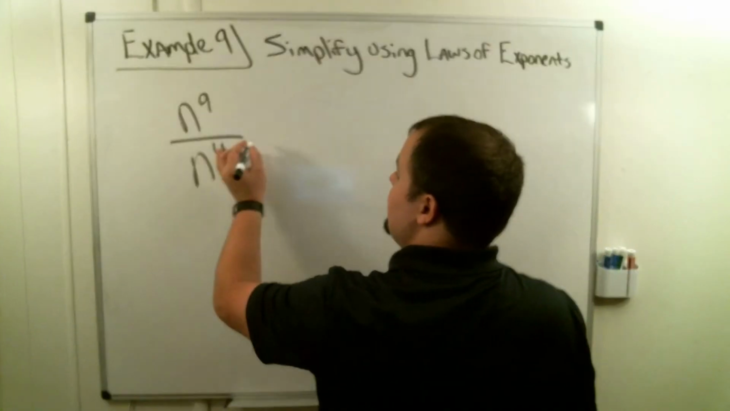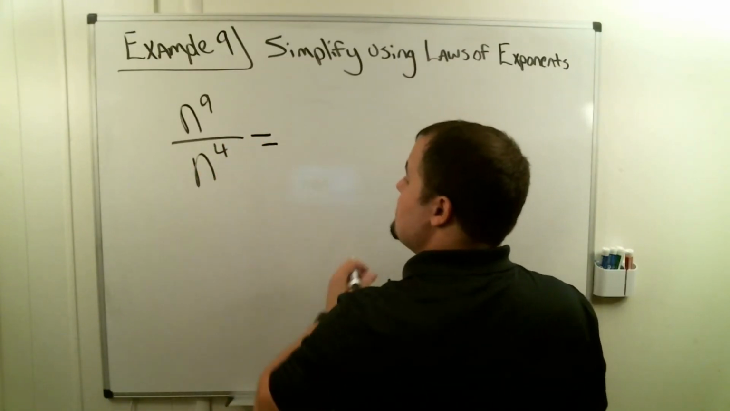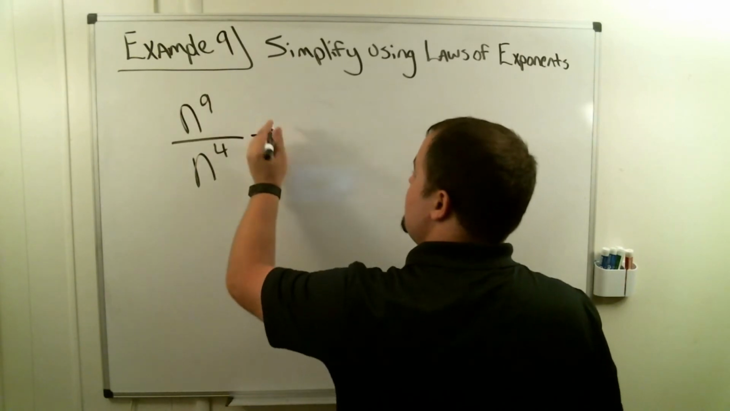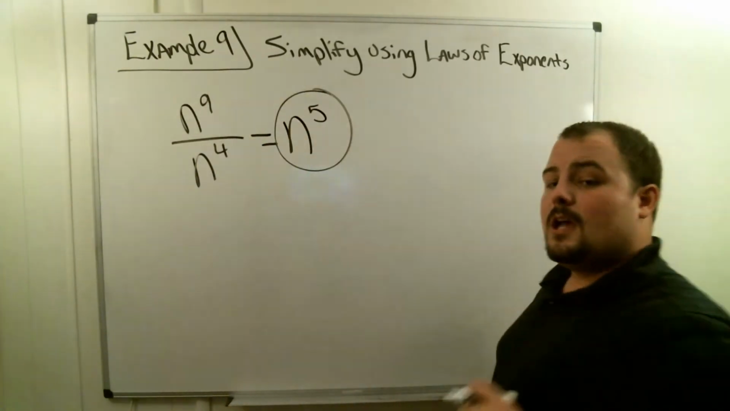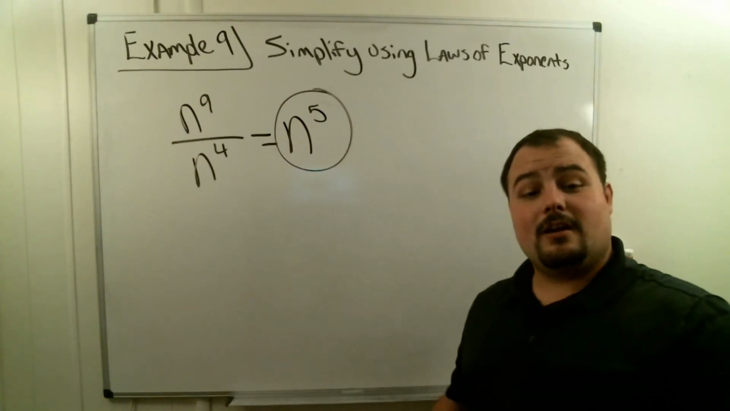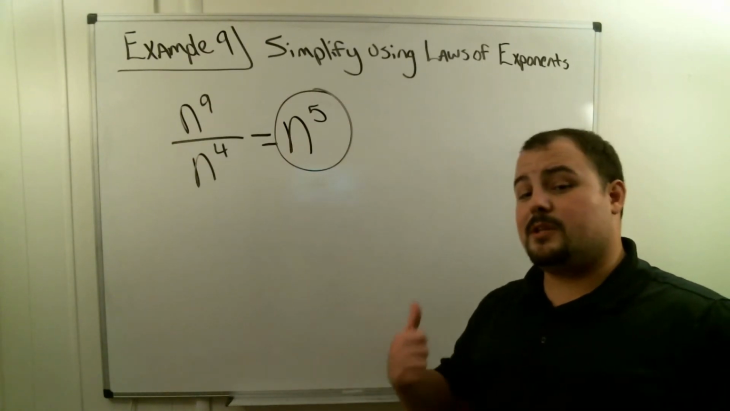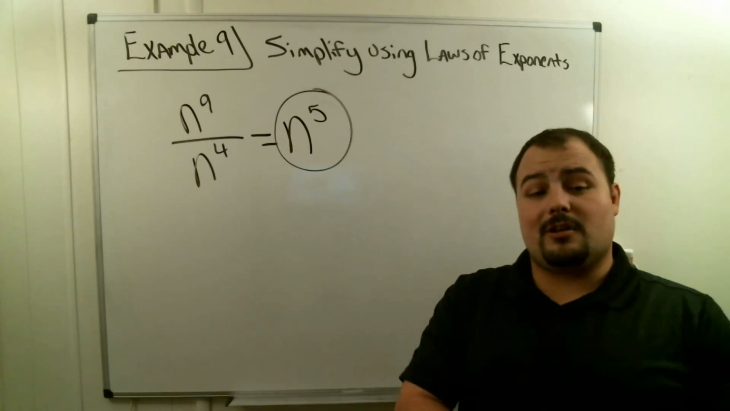So this is n to the 9th power divided by n to the 4th power. Well, 9 minus 4 is 5, so this would be n to the 5th power. I feel like you guys should be getting it. Hopefully you are. If you have any questions, please write down those questions. I'm going to keep going.